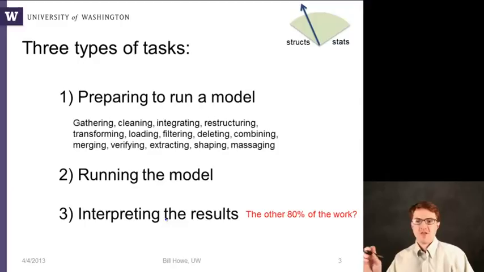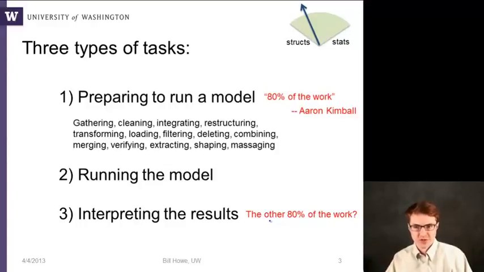Another way of looking at this is that there are 3 main tasks involved in a data science project. There's preparing to run the model, running the actual statistical model, and then interpreting the results and communicating them. I got the animation out of order here, so you can ignore that red. But the point, again from a conversation with Aaron Kimball, is that 80% of the work is really in this first step, where you're gathering data and cleaning it and integrating it and restructuring it, transforming it, loading it, and so on. Verifying all these verbs you see here, this is the hard part. Actually running the model, or even choosing the model and then running it, doesn't tend to keep people up at night in practice.